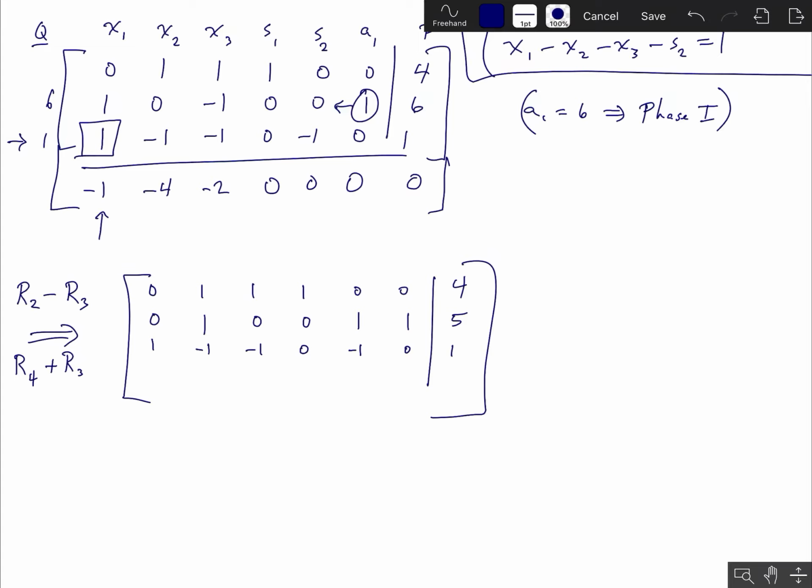And then next for the new row 4, the new objective row, I'm taking the old row 4 and adding what was above it. So this one would be a 0, this one's a negative 5, a negative 3, a 0, a negative 1, a 0, and a 1.